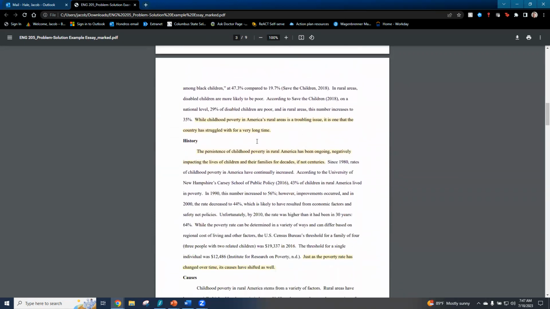I'm going to scroll to the end of this paragraph. Each of your body paragraphs needs to end with a concluding sentence. So it's going to begin with a topic sentence and end with a concluding sentence. The concluding sentence is going to tie the paragraph up, and it's also potentially going to help transition into the next section. So while childhood poverty in America's rural areas is a troubling issue, it is one that the country has struggled with for a very long time.